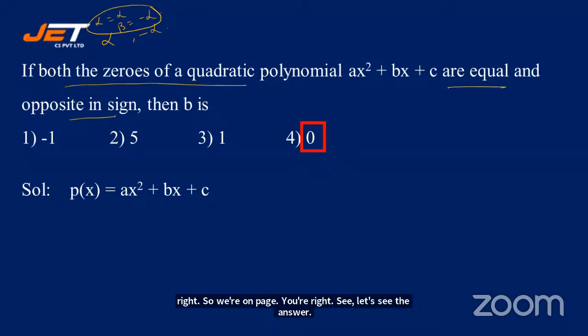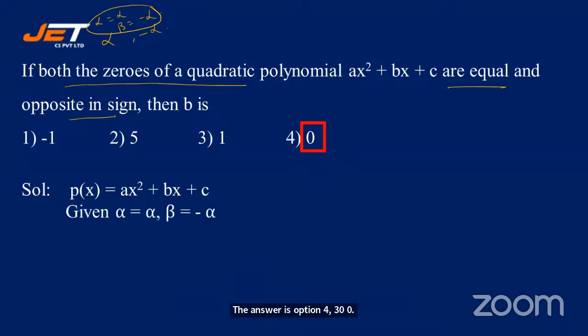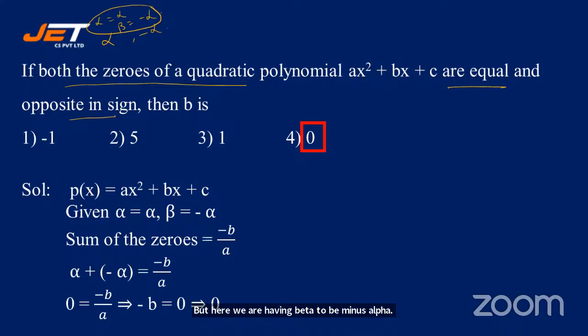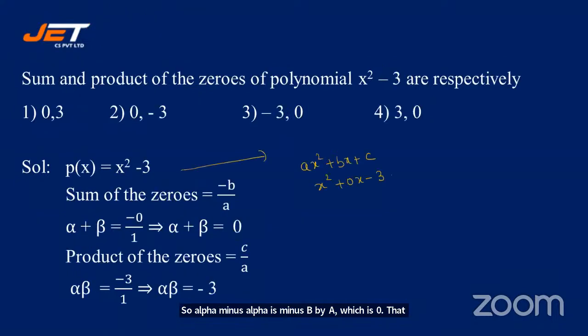How? P of x is ax square plus bx plus c. As I told you, we are taking alpha as alpha and beta to be opposite in sign, therefore minus alpha. What is the sum of the zeros? Minus b by a. That is alpha plus beta. But here beta is minus alpha, so alpha minus alpha is minus b by a, which is 0. That is why option 4 is the correct answer. All right. Excellent. See the next question.